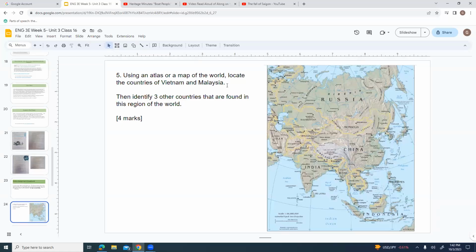Next, using an atlas or a map of the world, locate the countries of Vietnam or Malaysia, then identify 3 other countries that are found in this region of the world. If you find a map that shows Russia and China, you should be able to find Vietnam and Malaysia, just so you know. It's down in this area, okay?